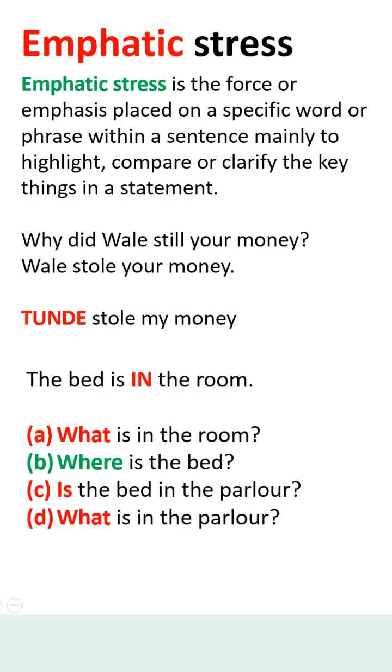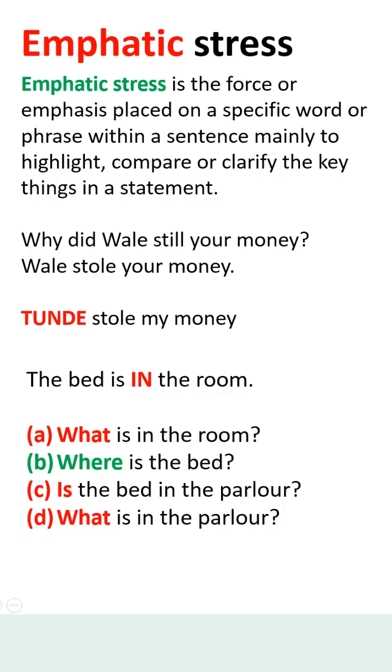Option A, what is in the room, emphasizes what? It is about the thing in the room, which is the bed. Option B, where is the bed? It emphasizes where. It indicates the location of the bed.